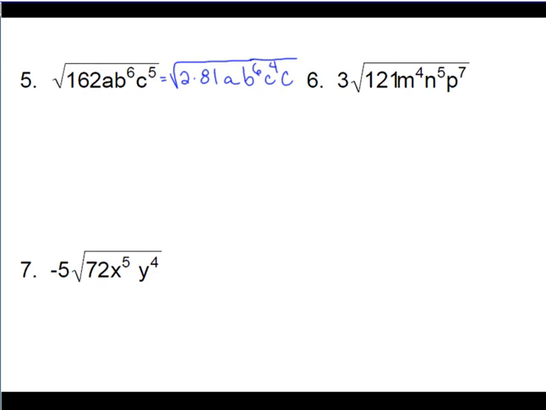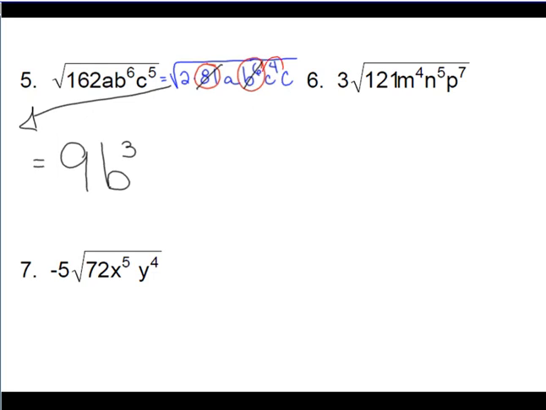Here I go through and collect the first thing that's a perfect square, 81. So I come over here and say the square root of 81 is 9. So my 81 is gone. Can't do anything to the a. b to the 6th power is a perfect square, so this is now going to become b, 6 divided by 2 is 3, so b to the 3rd power.